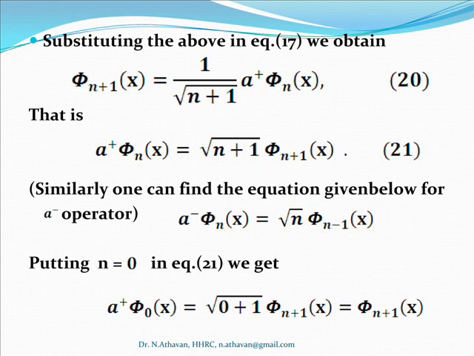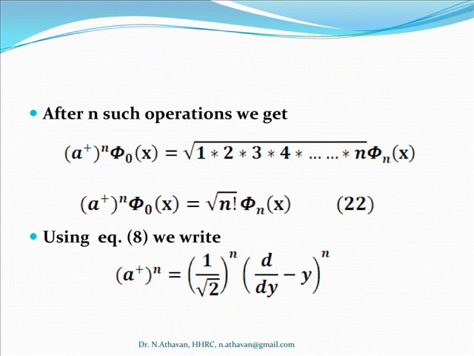If we put n is equal to 0 in equation 21, we get a plus phi 0 of x is equal to square root of 0 plus 1 into phi 1 of x, because if n is equal to 0, we have to put 0 at the place of n. After n such operations, one can get on the right hand side square root of n factorial phi n of x. Therefore, we write a plus to the power n is equal to 1 by square root of 2 to the power n into d by dy minus y to the power of n.